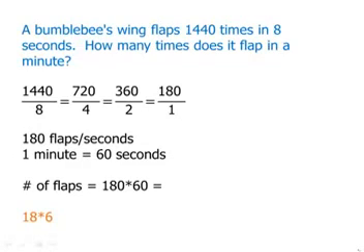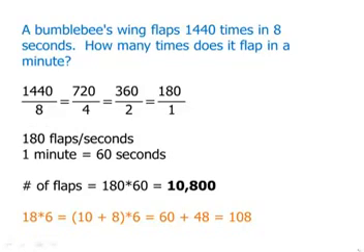If we're doing 18 times 6, well, one way to think about this, the 18 is 10 plus 8. Well, I can do 6 times 10, that's 60. I can do 6 times 8, that's 48. I can add those two, that's 108. So now we're just going to add the two zeros. And so what we get is a product of 10,800. And that is the number of flaps in a minute.